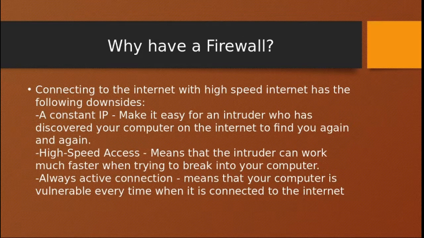Why have a firewall? Connecting to the internet with high-speed internet has the following downsides. A constant IP makes it easy for an intruder who has discovered your computer on the internet to find you again and again. High-speed access means that the intruder can work much faster when trying to break into your computer. An always active connection means that your computer is vulnerable every time it is connected to the internet.